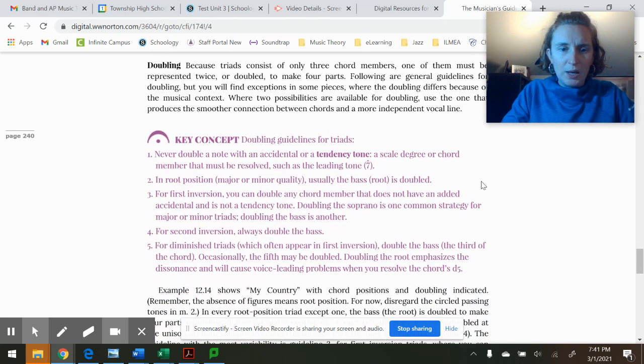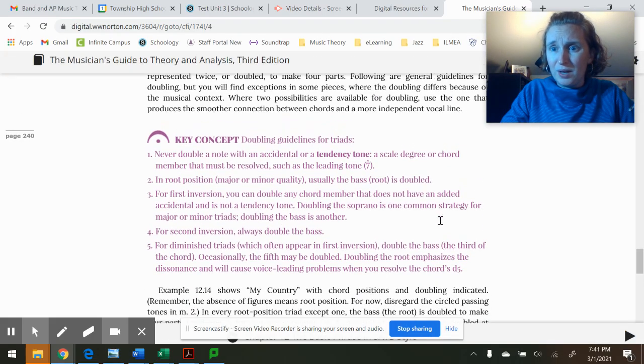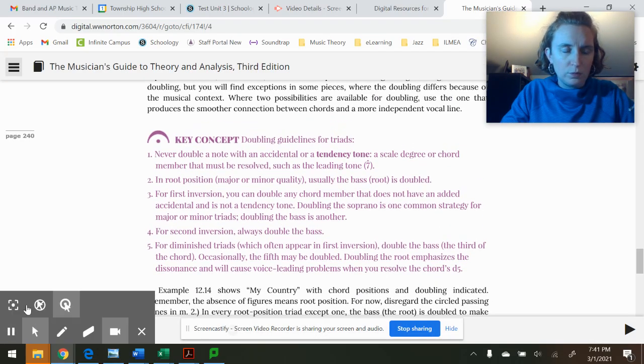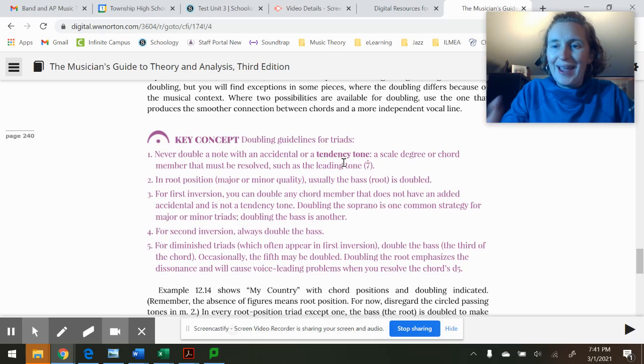All right. The next thing that I want you to check out is doubling. There's a lot of gobbledygook here. So let's trim this down to something that is manageable. Okay. For this first rule, it says never double a note with an accidental or a tendency tone, scale degree, or chord member that must be resolved, such as the leading tone. Let's just make that way simpler. Don't double the leading tone.